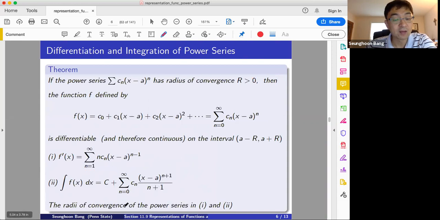As for the radii of convergence of power series 1 and 2, the original one has radius of convergence r. So f prime doesn't change, and the integral doesn't change. Always the same. Both are like this. That doesn't change. That's the whole idea.